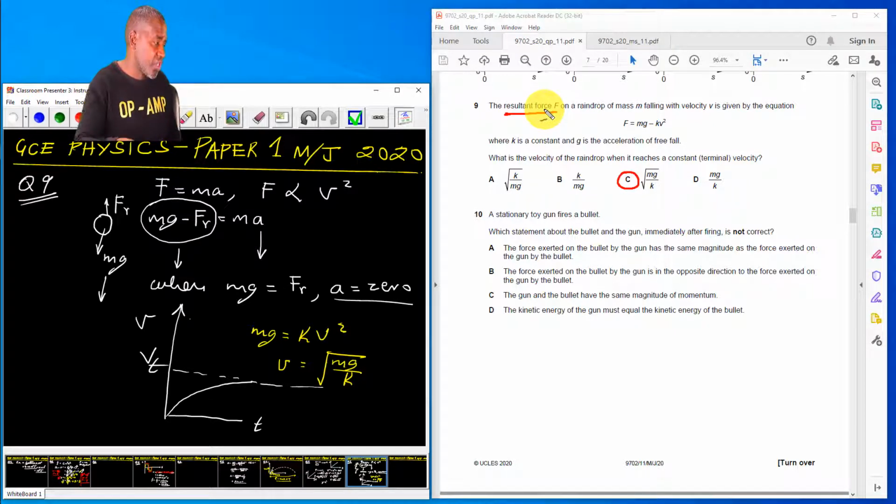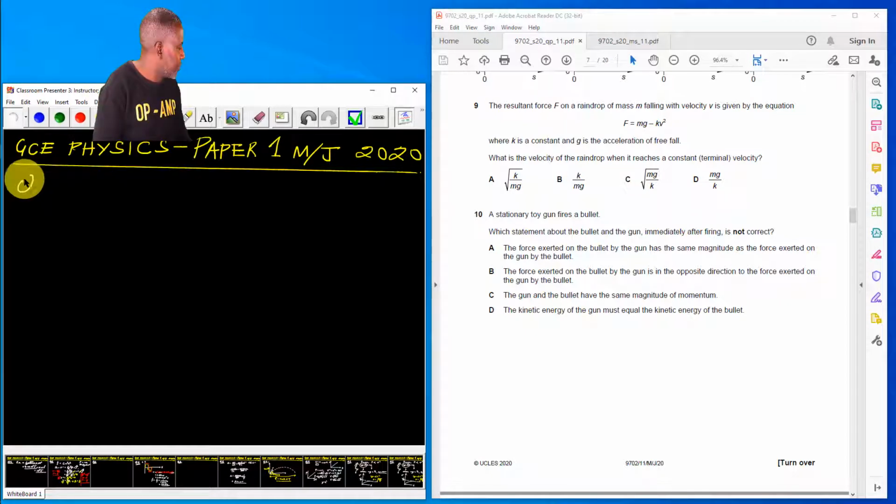Let's look at question 10. In question 10, we are given that a stationary toy gun fires a bullet. Which statement about the bullet and the gun immediately after firing is not correct? You see here, you cannot start working out that question unless you look at the choices. But when you do that, now when you read the question, there's certain information which comes into mind.